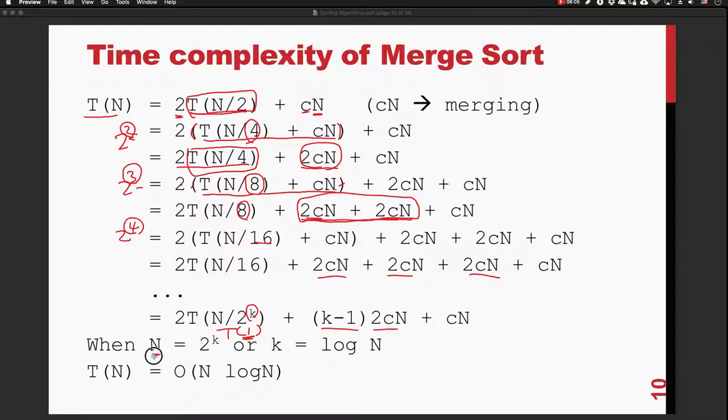So suppose n is 2 to the k, then this means 1. So how many steps will we have? Log n steps we are going to have. So in the last equation, this part is log n, so that is n log n. This is the resulting recurrence relation for time complexity. So merge sort time complexity is n times log n.